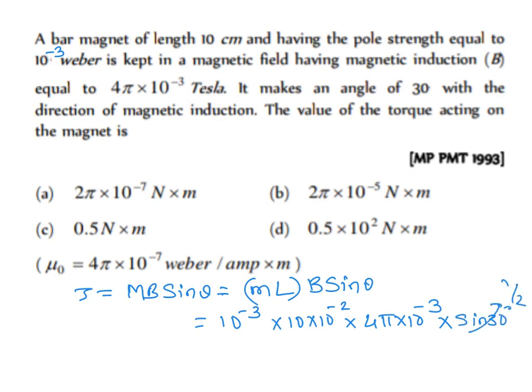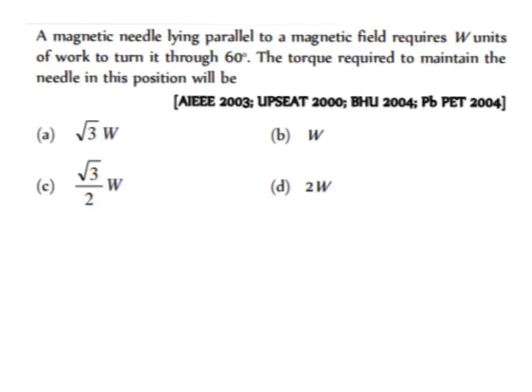1 by 2 now. So we are left with 2 pi into 10 to the power of minus 7, exactly, it is minus 7. So 2 pi into 10 to the power of minus 7 Newton meter. So this is why option A is the right answer for this question.